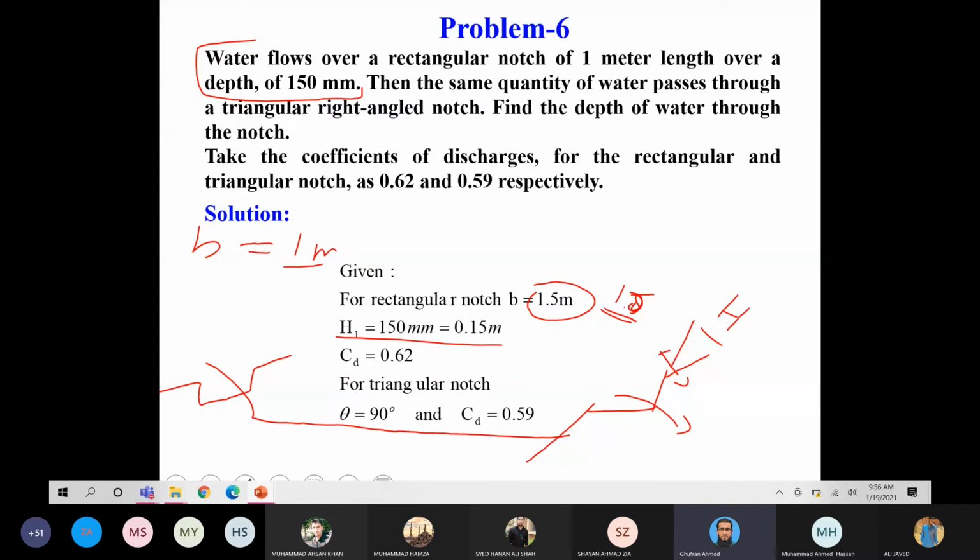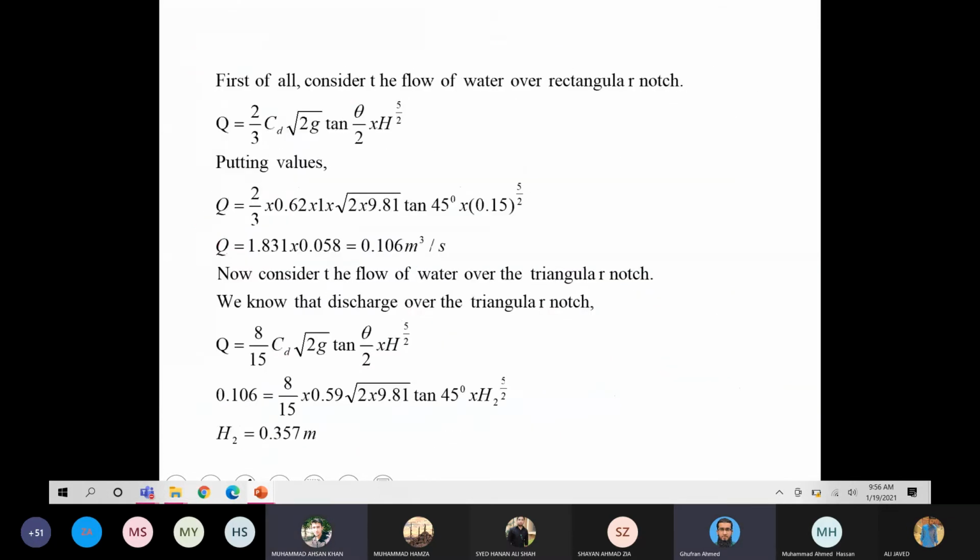ठीक हो गया. h find करने के लिए Q पता होना चाहिए. Yes sir. Q find करेंगे हम पहले part से, which is rectangular notch, जिसमें हमें b भी पता है, h भी पता है. Cd दोनों के given है, of rectangle and triangle as well. So first you will find the discharge over a rectangular notch, and by using this discharge you can find H. Yes sir.